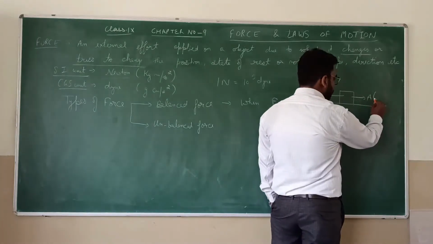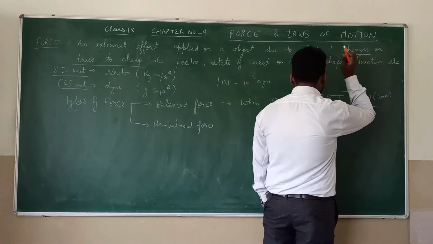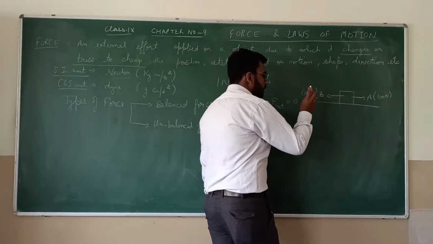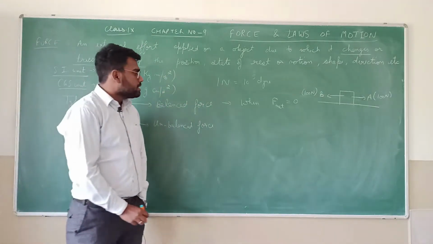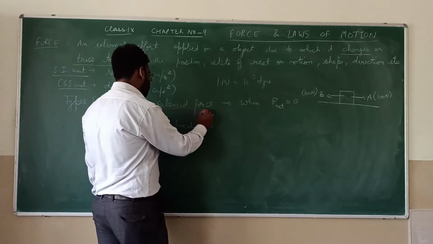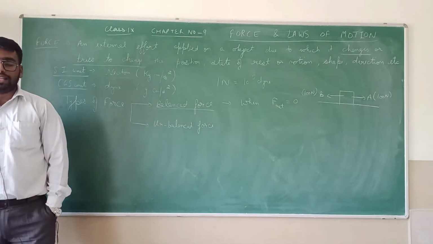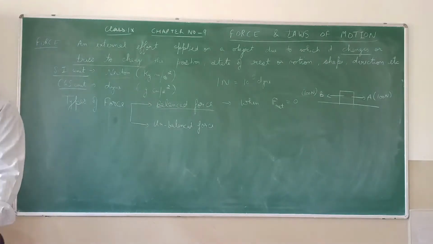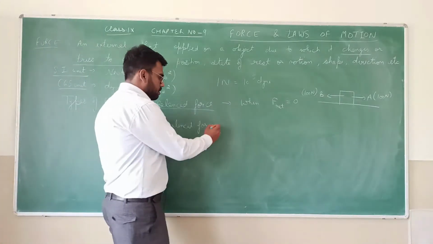If I say object A is applying a force of 100 Newton (Newton is the SI unit of force), and object B is also applying a force of 100 Newton, where will it go now? The answer is nowhere. This is an example of balanced force. That means when overall forces cancel each other and the net force is 0, in that condition we call it balanced force.